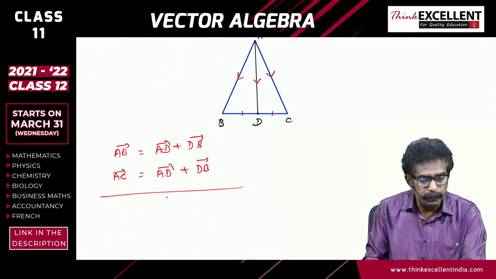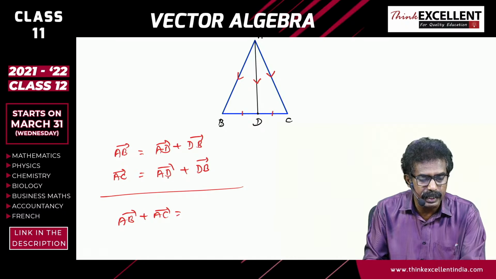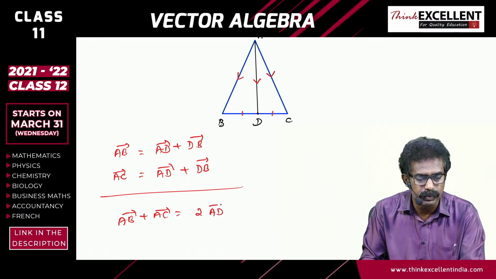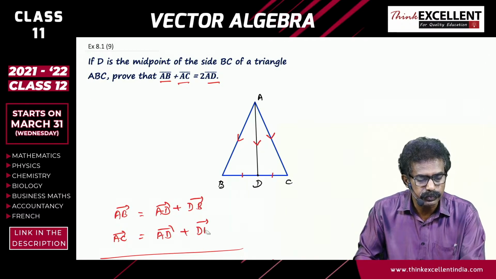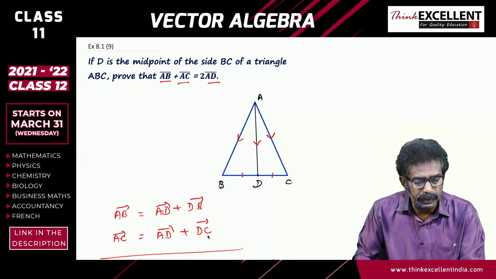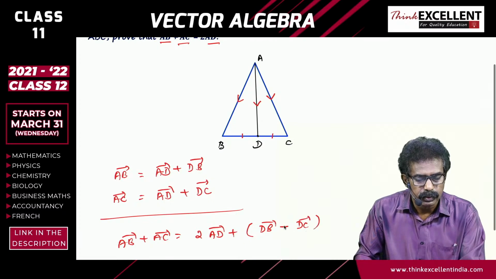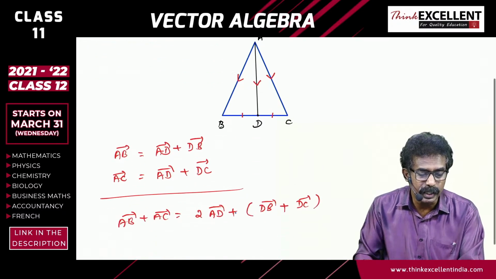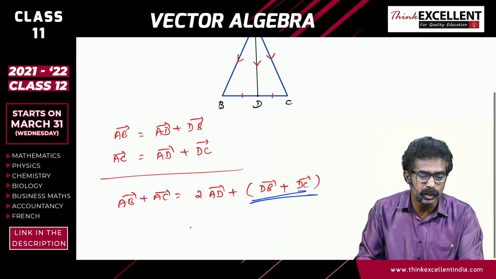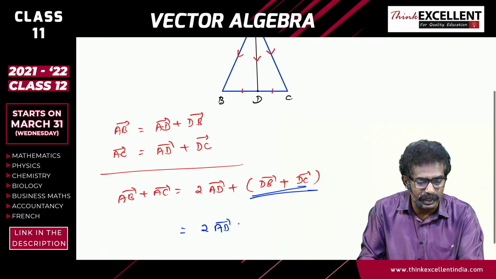Now add these two. So AB vector plus AC vector is equal to, adding column-wise, AD vector plus AD vector is 2AD vector, plus DB vector plus DC vector. But the answer is only 2AD. For only 2AD to come, this part we don't want. That means you have to put 0, right? Simply you can't write 0. I am writing 0, but let us see how. So you are getting the answer 2AD.